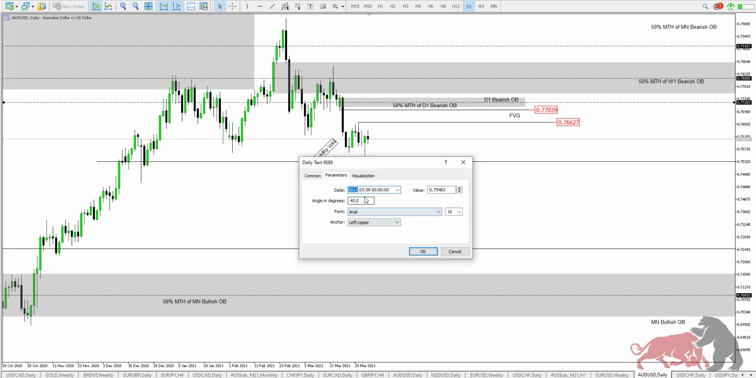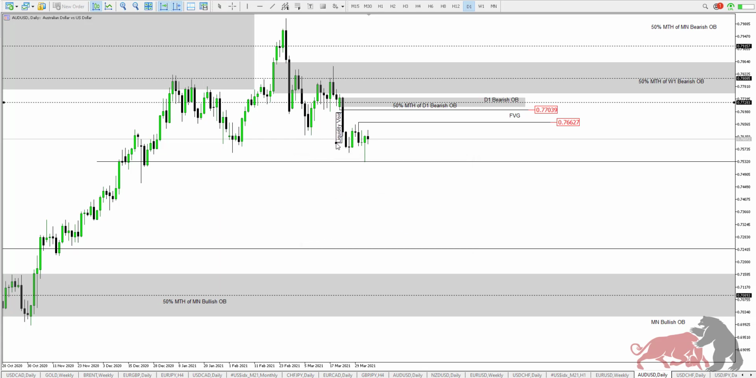Okay, let me just do this quickly. So this is a liquidity void, which we anticipate price to fill, right? Now, remember, this is our weekly bearish order block. This is the 50% of the bearish order block.